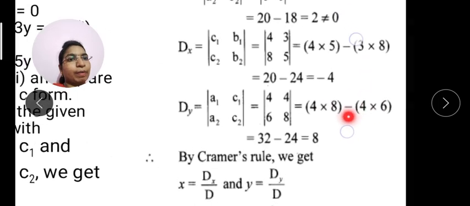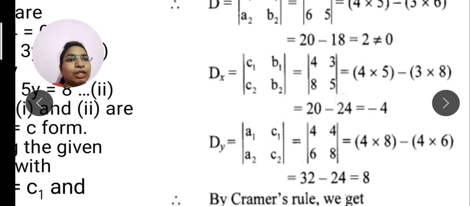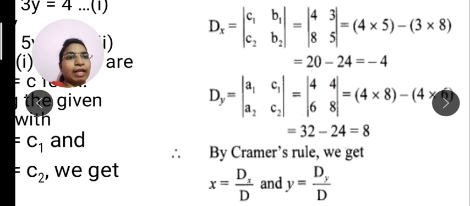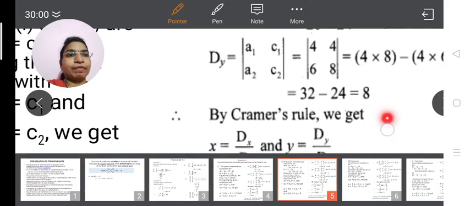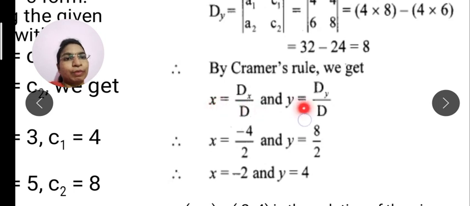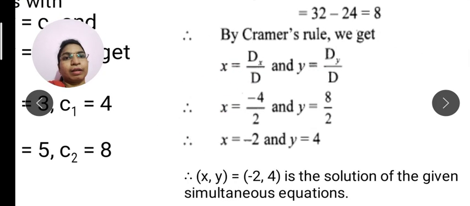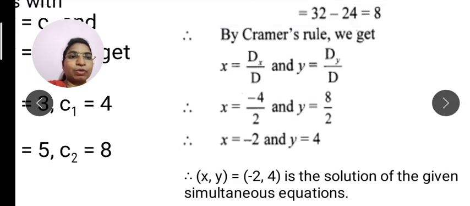After getting the values of a1, a2, b1, b2 and c1, c2, you have to find out d. In the same way, by using the same formula, do the cross multiplication. 20 minus 18, you will get the 2. Now 4 5s are 20, 8 3s are 24, that is minus 4. And then dy is 4 8s are 32, 6 4s are 24, you will get the 8. After getting the value of d, dx and dy, by the Cramer's rule, you have to substitute the values in the formula and then you will get the value of x and y, that is minus 2 and 4.